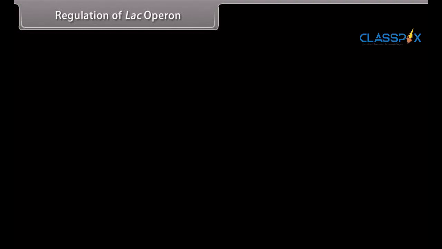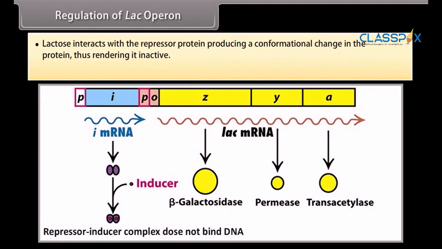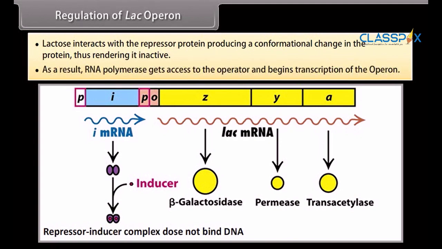When lactose is present, lactose interacts with the repressor protein producing a conformational change in the protein, thus rendering it inactive. As a result, RNA polymerase gets access to the operator and begins transcription of the operon.